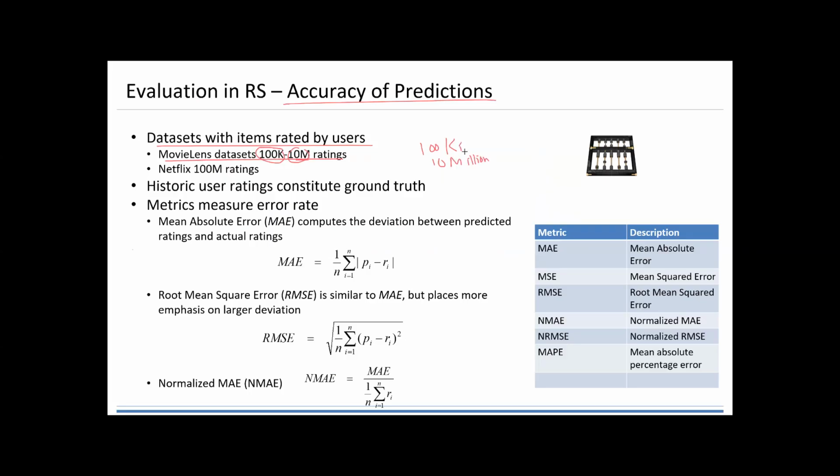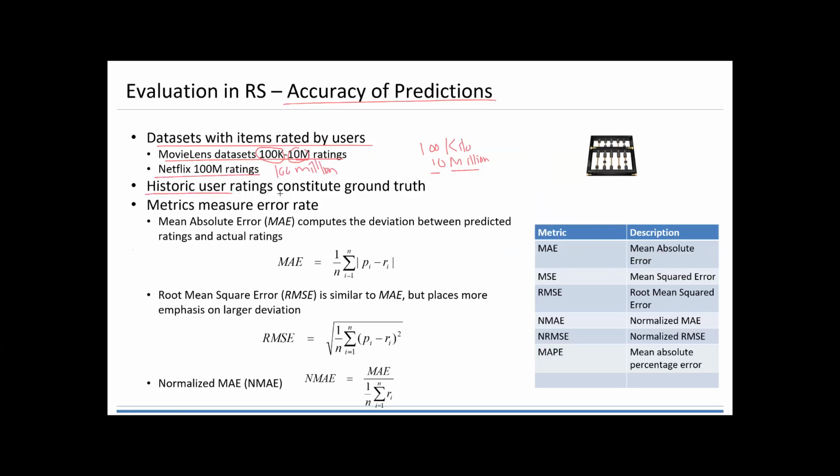So this is kilo. 100 kilo means 100,000, and 10M means 10 million data. Or there's also another dataset, Netflix 100M, so it is 100 million data.